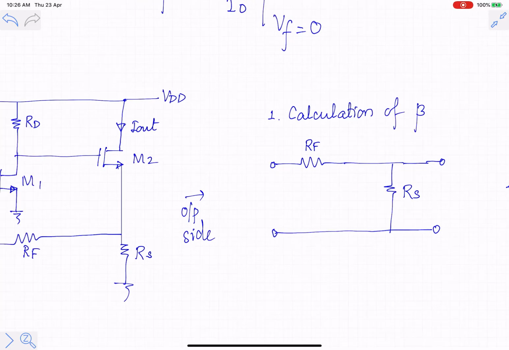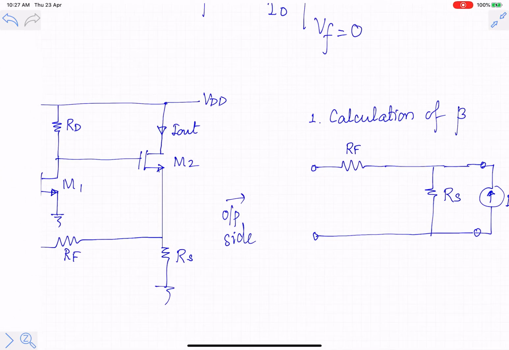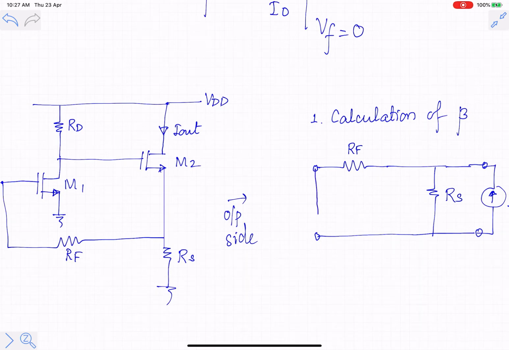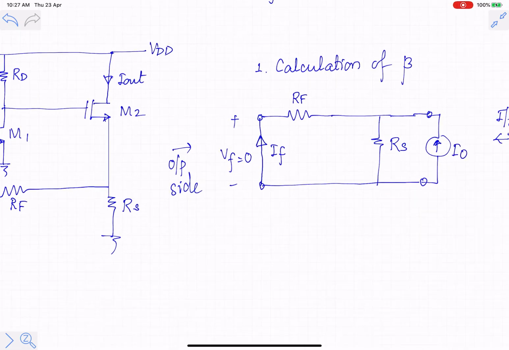We know that we should apply a known current source, which I will call IO, and the output terminal should be short circuited, and the current flowing through this is IF. So you can see that VF is equal to 0. So we have to find out IF in terms of IO.